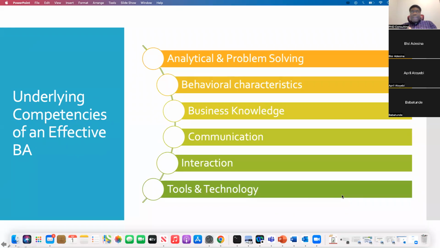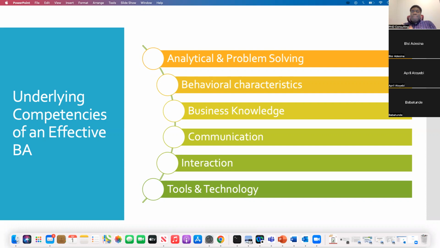Now, I'll make this pretty fast again. Some of the underlying competencies of an effective BA are what you see right here. And these are the soft skills that every Canadian employer, and not just Canadian employers, even in the US, all over the world, are looking for. For those in Canada, you would hear things like, oh, do you have Canadian experience? What are they asking you for? These are the underlying competencies that they're asking you for.